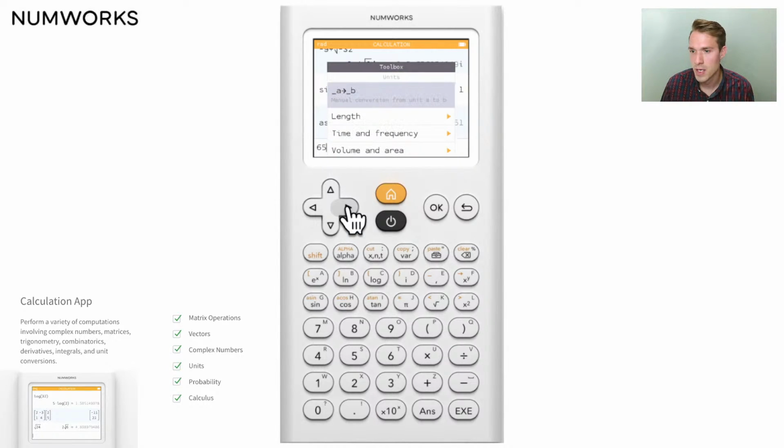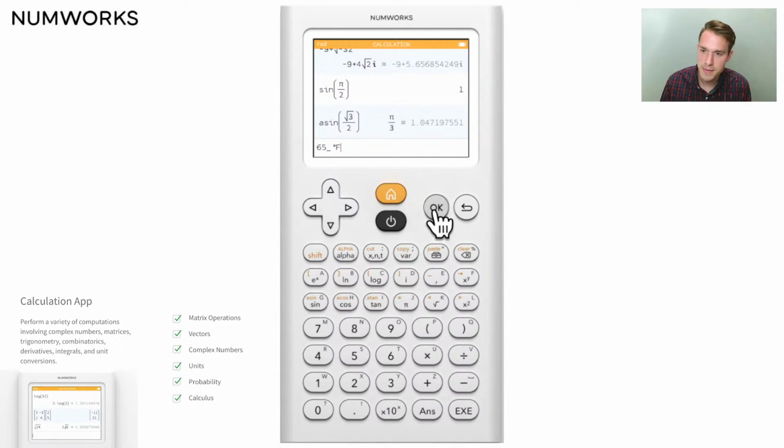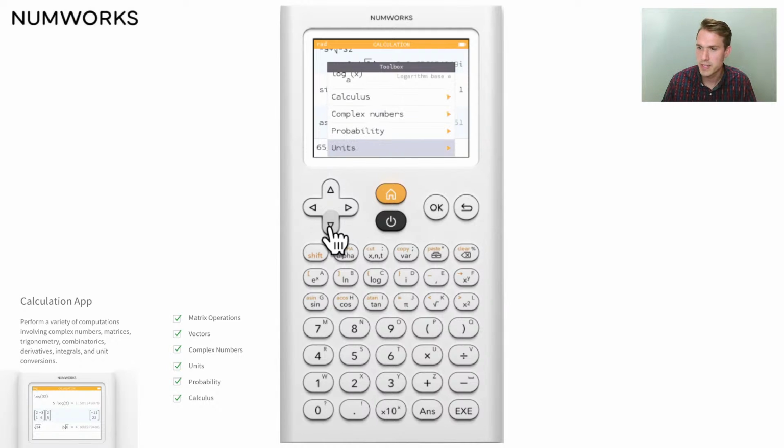Units submenu, where we have all of our different quantities here. And I'm going to open up the temperature submenu and grab that unit degrees Fahrenheit. So I've got 65 degrees Fahrenheit. All of our units will start with an underscore so that they're not confused with a variable that we might have saved as F. So we have 65 underscore, so units degrees Fahrenheit. And what I want to do is convert that into degrees Celsius. Now you may notice that in the toolbox, when you're in units, the very first option says manual conversion from unit A to unit B.